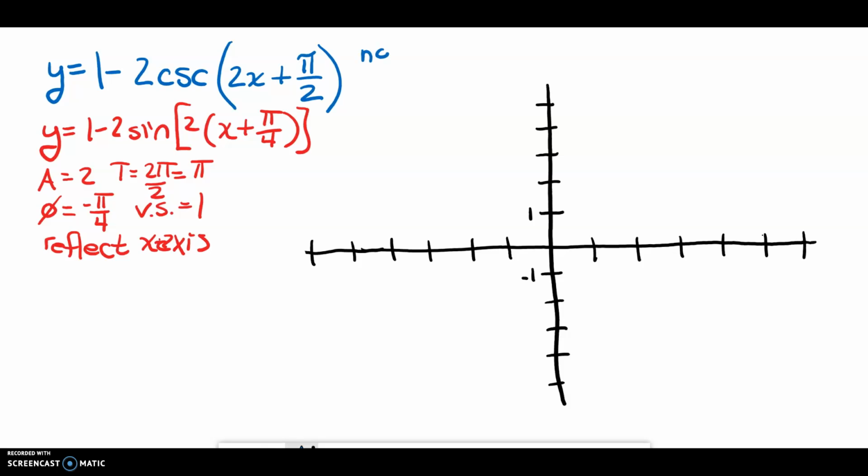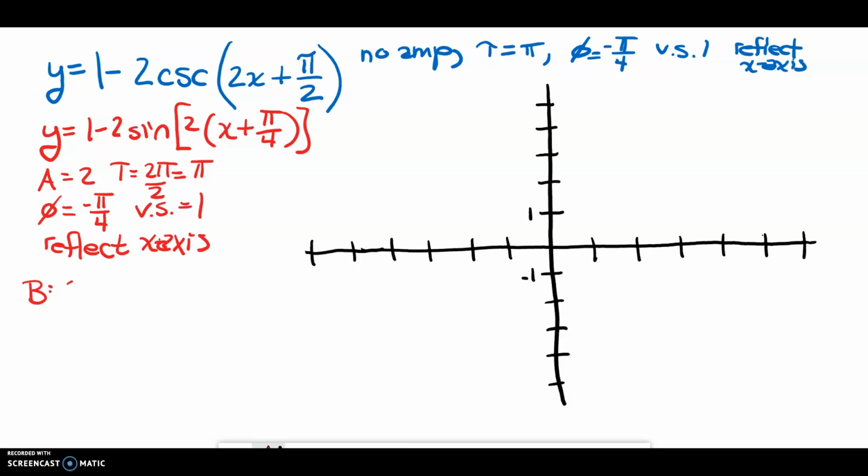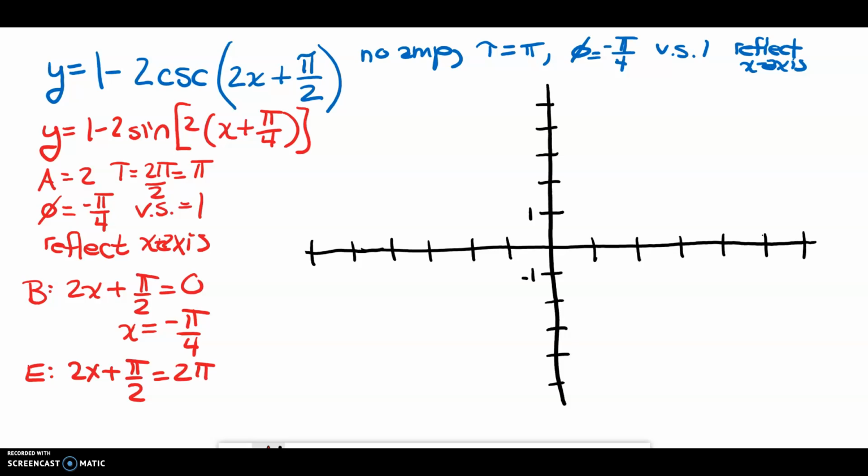Same thing, except I have no amplitude. My period is pi. My phase shift is -pi over 4. My vertical shift is 1. And I have a reflection across the x-axis. So let's find the beginning and the end. The beginning is 2x plus pi over 2 equals 0. When I solve, I get -pi over 4. And the end, 2x plus pi over 2 equals 2 pi. When I solve, I get x equals 3 pi over 4.